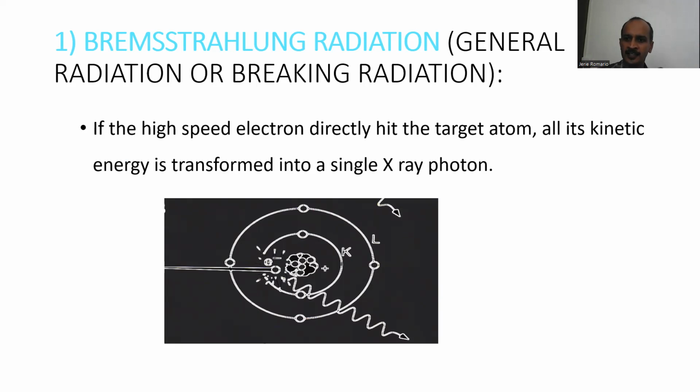One is that a high-speed electron, which is coming from the cathode, goes inside the tungsten atom and hits the nucleus. The chance is very less. But when it hits, the maximum energy, that is the entire kinetic energy, is converted into a very high energy X-ray.